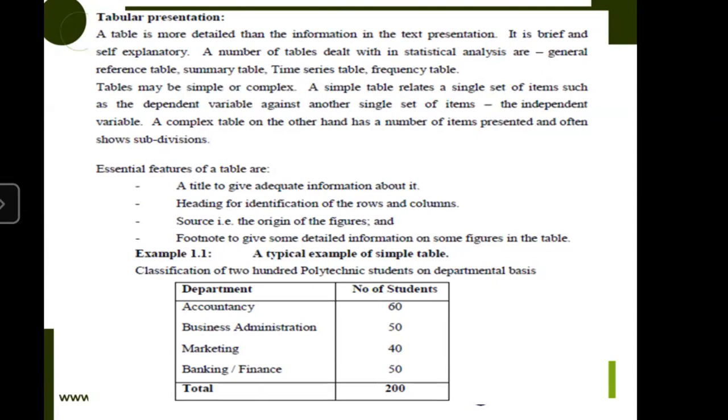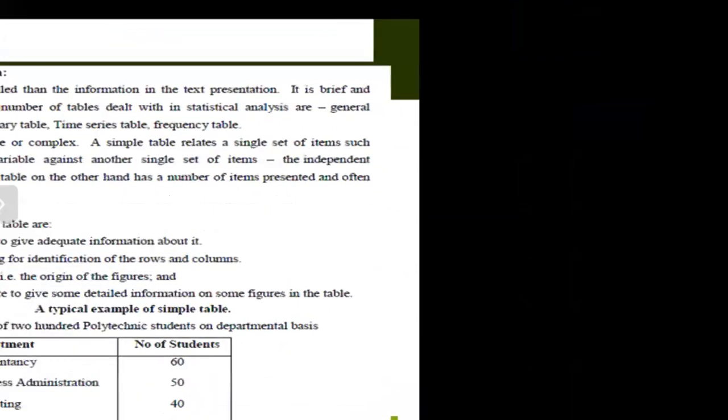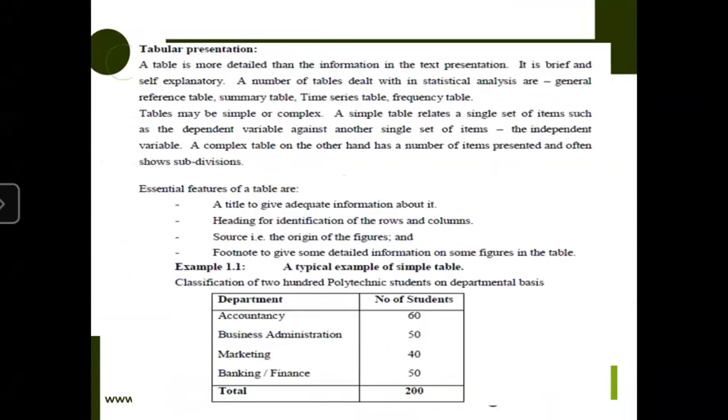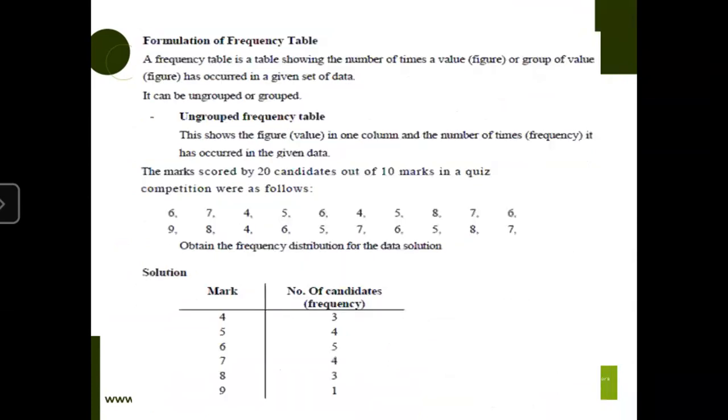So we have Department of Accountancy, 60 students, Business Admin, 50 students, Marketing, 40 students, Banking and Finance, 50 students. Altogether, we have 200 students in a class. Let us now use this table. This is how a table looks like. You can see.